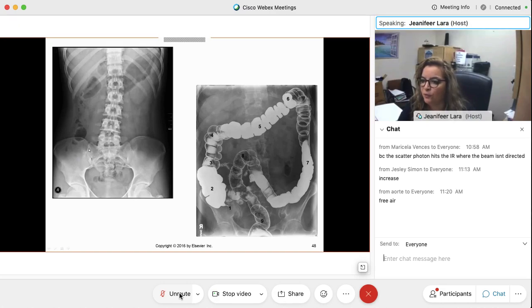Couldn't see a vermiform appendix. Really difficult to see the sigmoid. We know relatively where they lie. Sigmoid lies in the lower left quadrant. We know where they relatively are. However, it's difficult to see. And that's why we utilize contrast. So thank you very much.